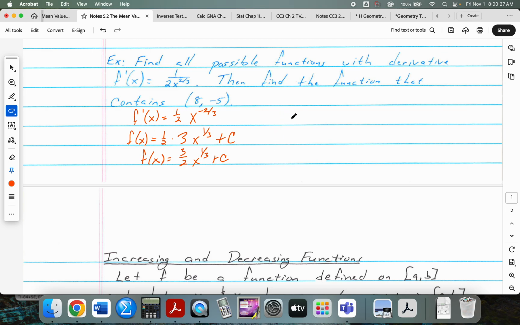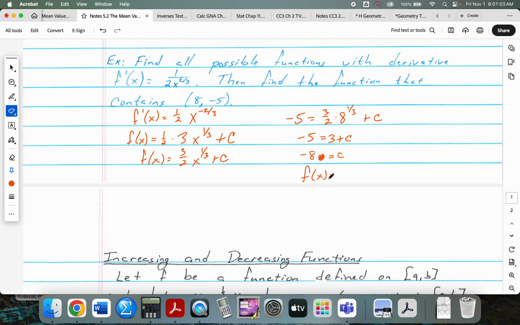All right, so now we want to go through the point (8, -5). So -5 is equal to 3/2 times 8 to the 1/3 power plus c. What is 8 to the 1/3? 2. Times 3/2 is just going to be 3. So it's -5 is equal to 3 plus c. So subtracting, we get -8 is my value of c.